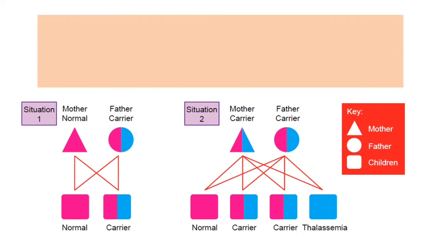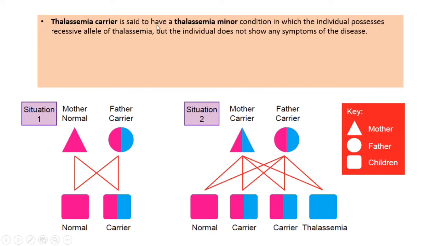Inheritance of thalassemia. A thalassemia carrier is said to have thalassemia minor, a condition in which the individual possesses a recessive allele of thalassemia, but does not show any symptom of the disease. So it means when the father is a carrier and the mother is normal, they will produce 50% normal children and 50% carrier children. Carrier means thalassemia minor. They do not show symptoms. They are just carriers of the recessive allele.